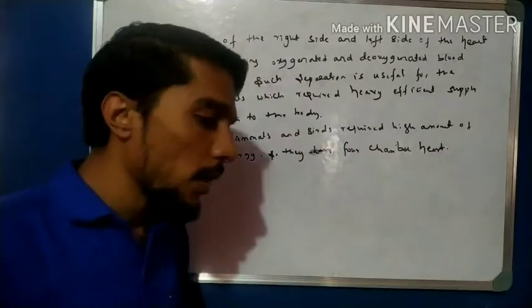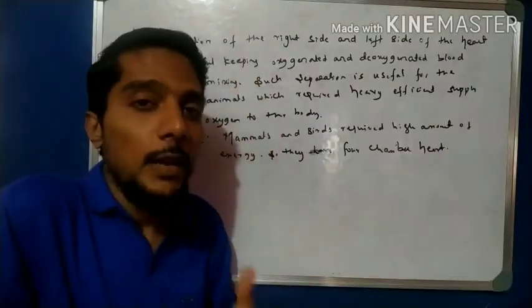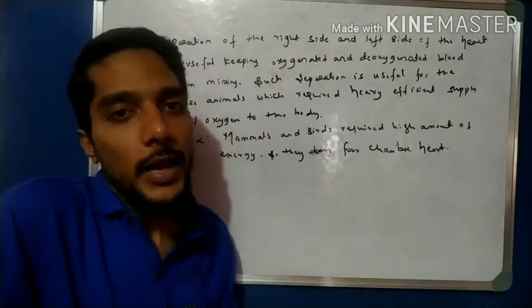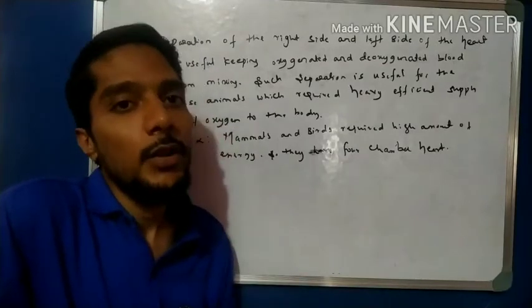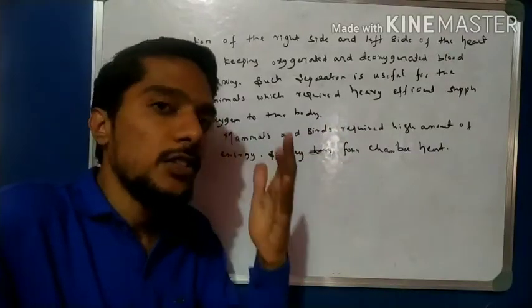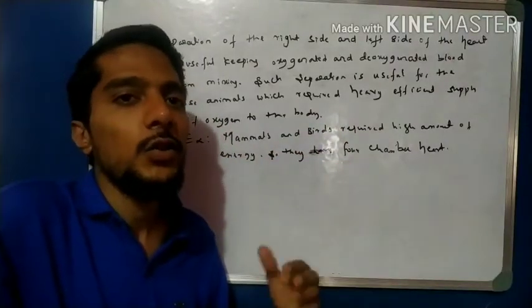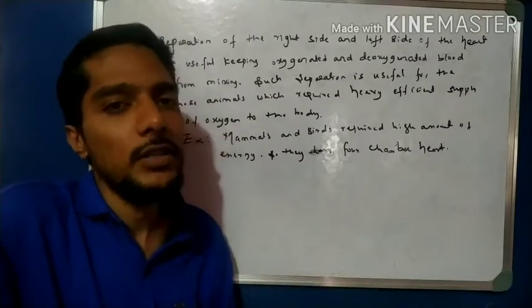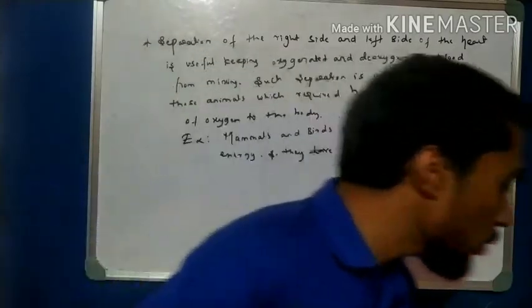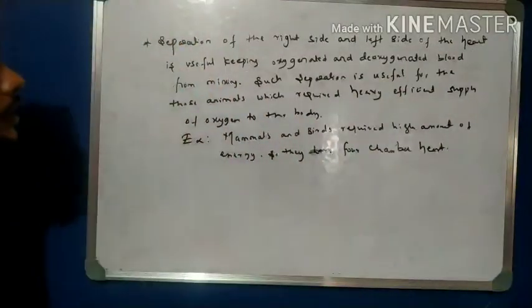Okay, now some organisms are there, for example amphibians and reptiles, they have a 3 chamber heart and they tolerate the mixing because they do not require such a heavy amount of energy, right? They require less energy. So they can tolerate the mixing of pure and impure blood. After writing this one, I take another point, that is below.